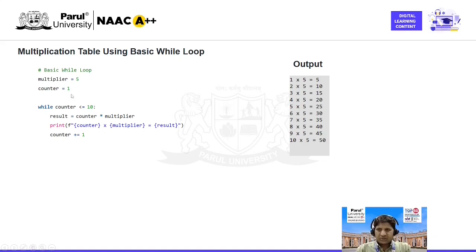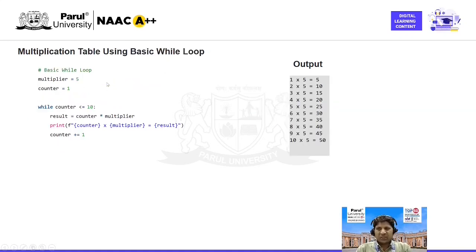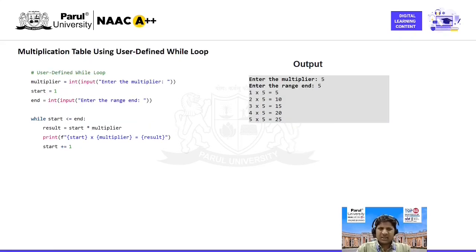But suppose you want to take any multiplier from the user side, then you can say multiplication table using user defined while loop. It means the previous loop is a basic while loop. In general, the table is printed up to 10. But if you want to print a customized table, then you can set input multiplier, enter the multiplier, start, end.